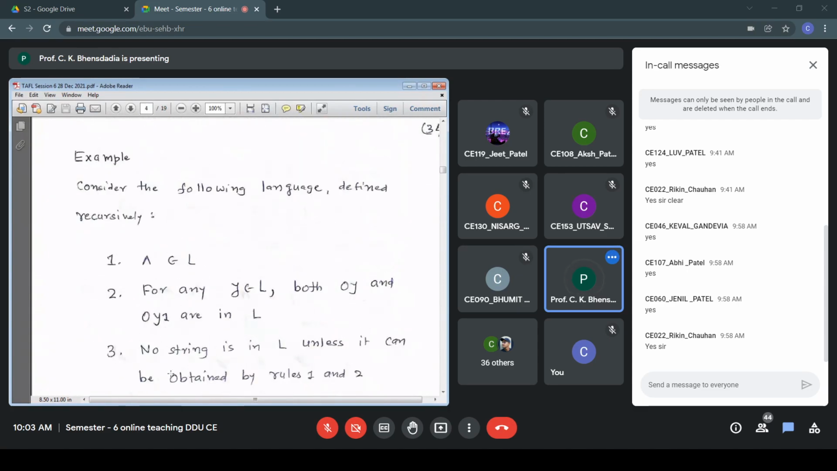This is my L. So how many times do we apply rule 2 in generating an element in L? That will be our induction variable, our integer n that we are looking for. The number of applications of rule 2 will be our n that is required in PMI.